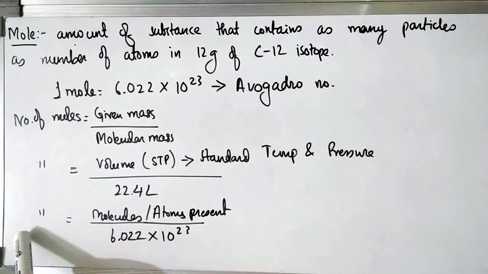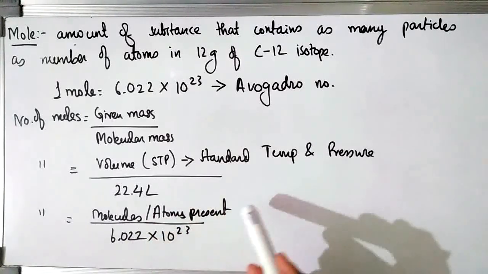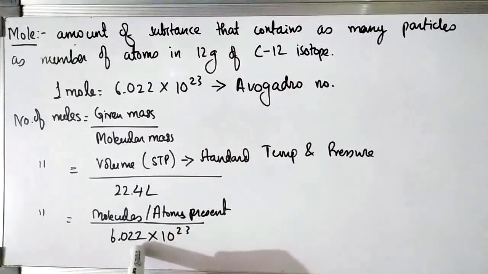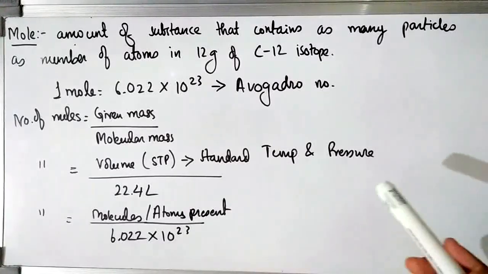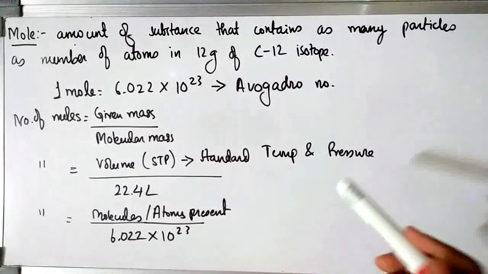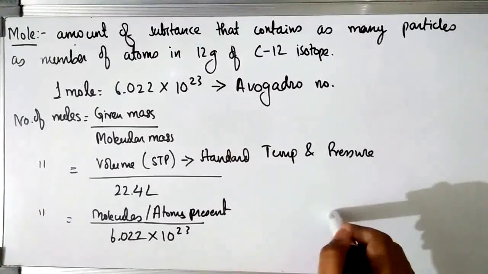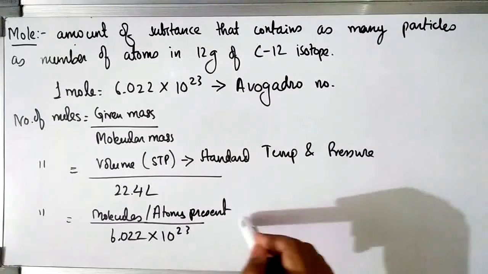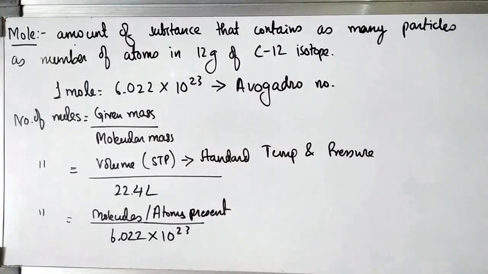Then the third one is number of moles is also equal to the molecules given or the atoms given upon 6.022 into 10 to the power 23, that is your Avogadro number. If they have given you the number of molecules of a substance and asked you to find the number of moles, you go for the third formula, where you write the number of molecules or atoms given upon the Avogadro number and you get the number of moles. So let's solve some questions to have a better understanding of the mole concept.